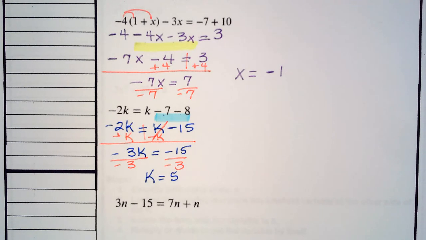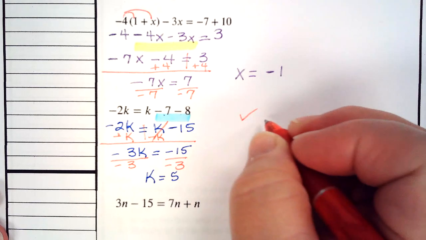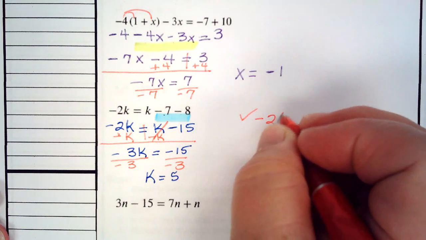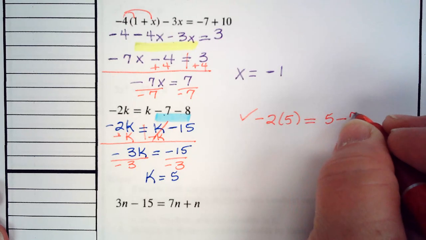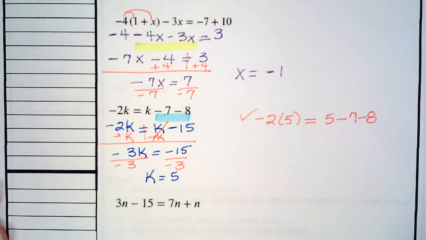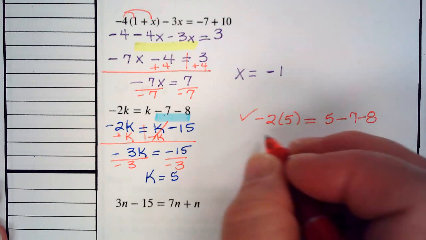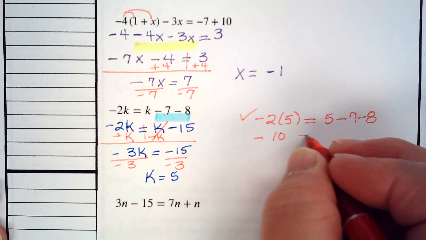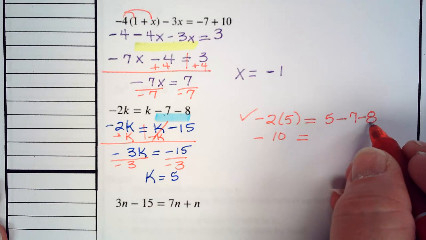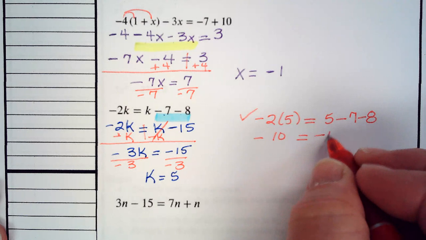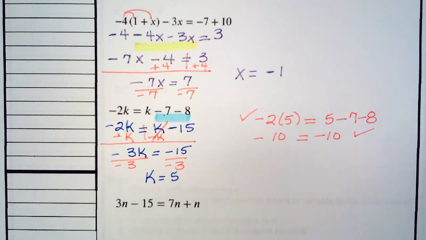Any questions? If I wanted to check my answer, I'd have negative 2 times 5 is equal to 5 minus 7 minus 8. Negative 10 is equal to 5 minus 7 is negative 2. Negative 2 minus 8 more is negative 10. And it works. So do that quick check after you find your answer to make sure it is the correct answer.